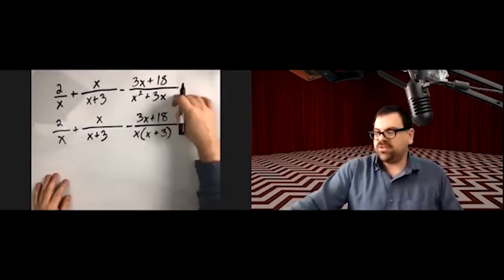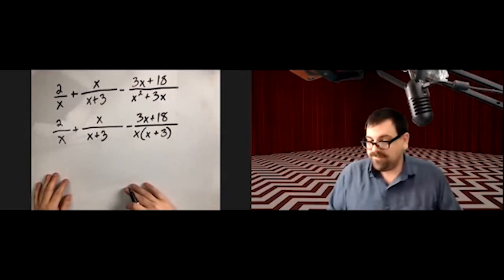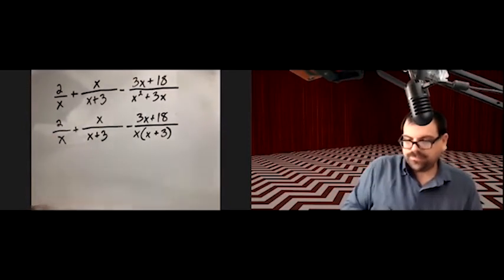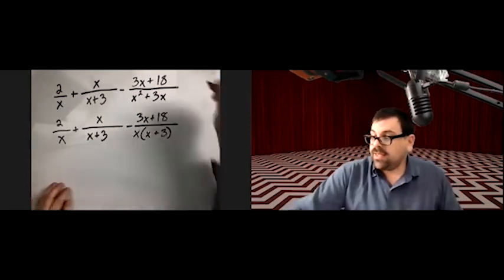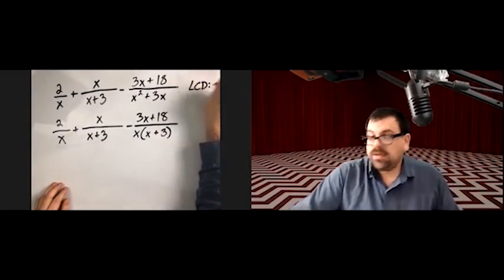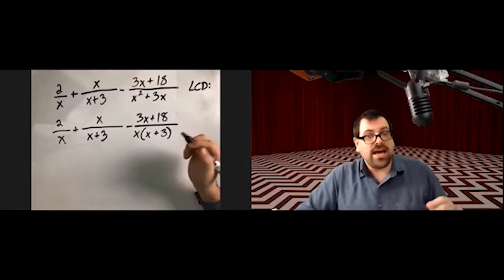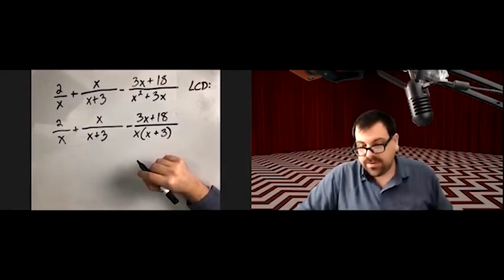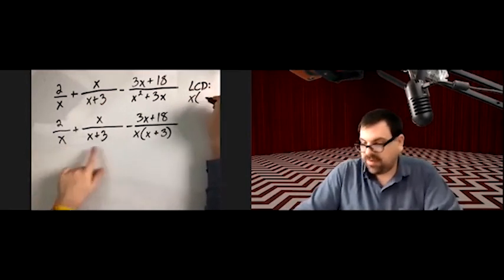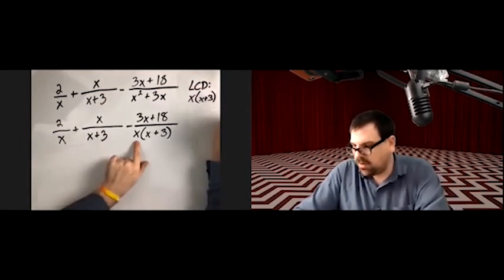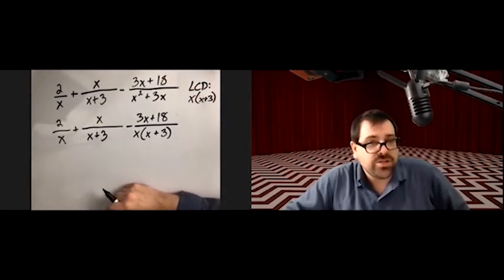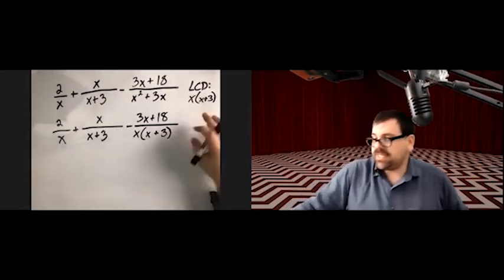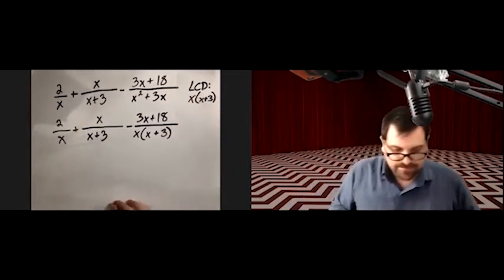So what have we done? We've factored the bottom of the third one. Now we find an LCD. The LCD is going to be every factor we have to the highest power we have. We have a factor of x. We have a factor of x plus 3. We already have the x. We already have the x plus 3. Highest power of each is just the first. So the LCD is x times x plus 3.